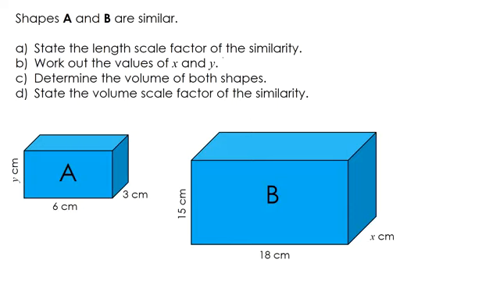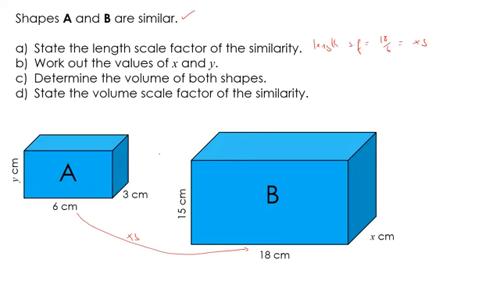Okay, welcome back. So shapes A and B are similar. State the length scale factor of the similarity. Well, I'm just looking for one pair of matching sides. These two match here. So I think that 6 times 3 is 18. If you can't do it in your head, then you just divide the two if you want. So the length scale factor is 18 divided by 6, which is a factor of 3.